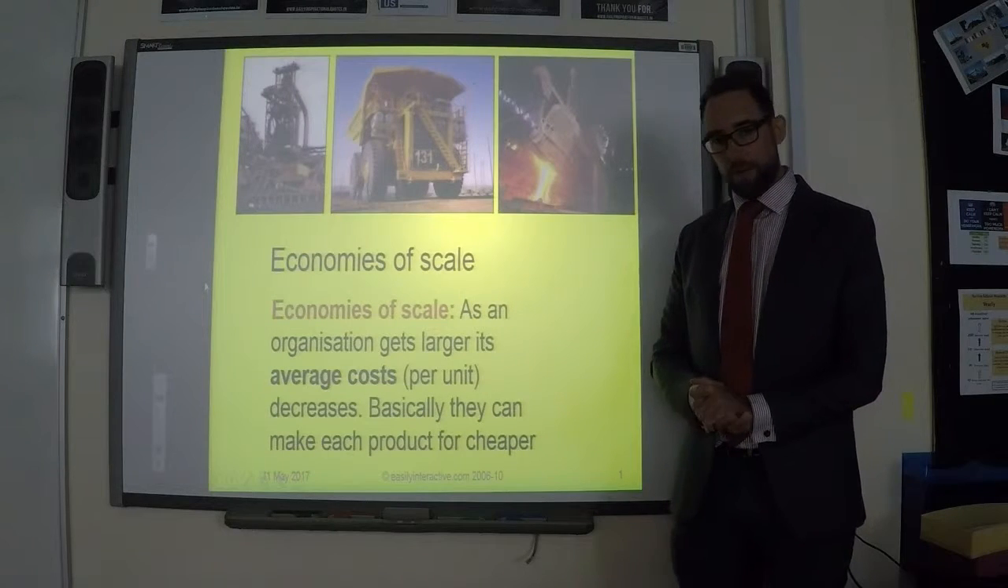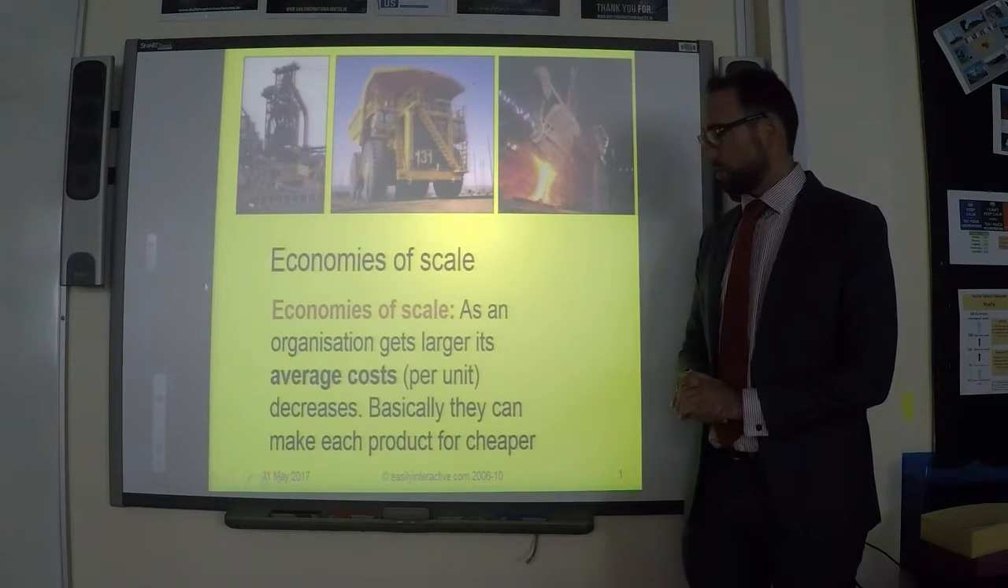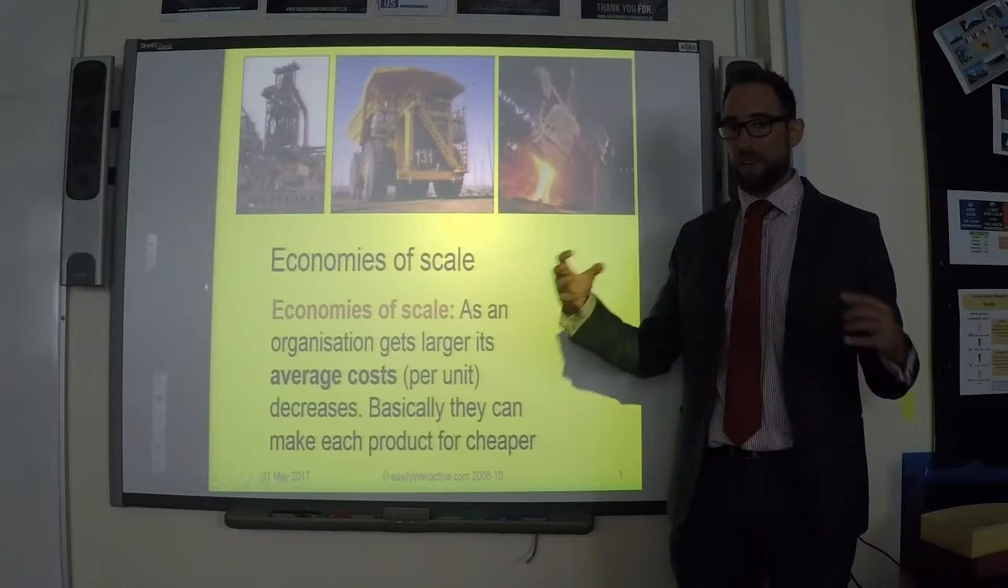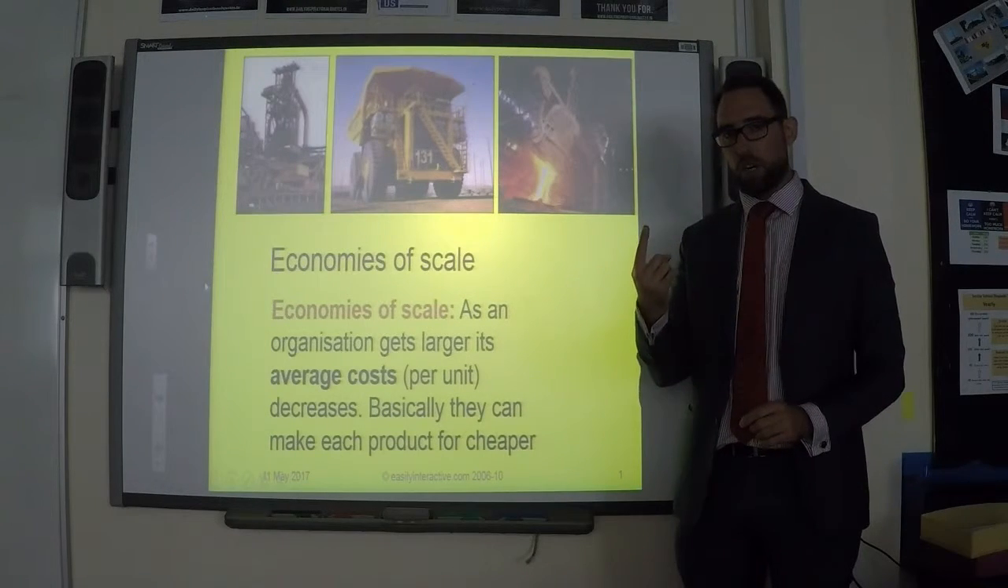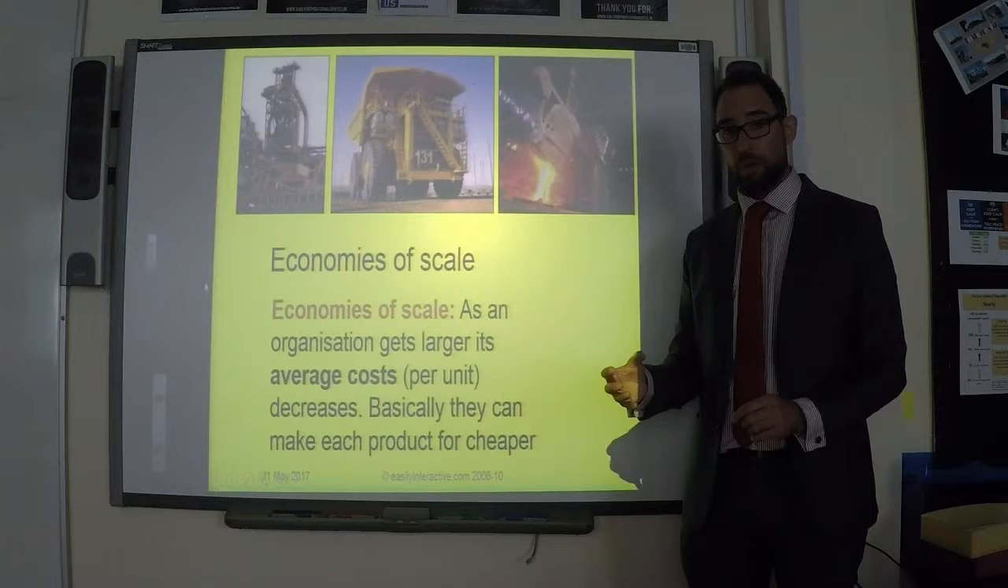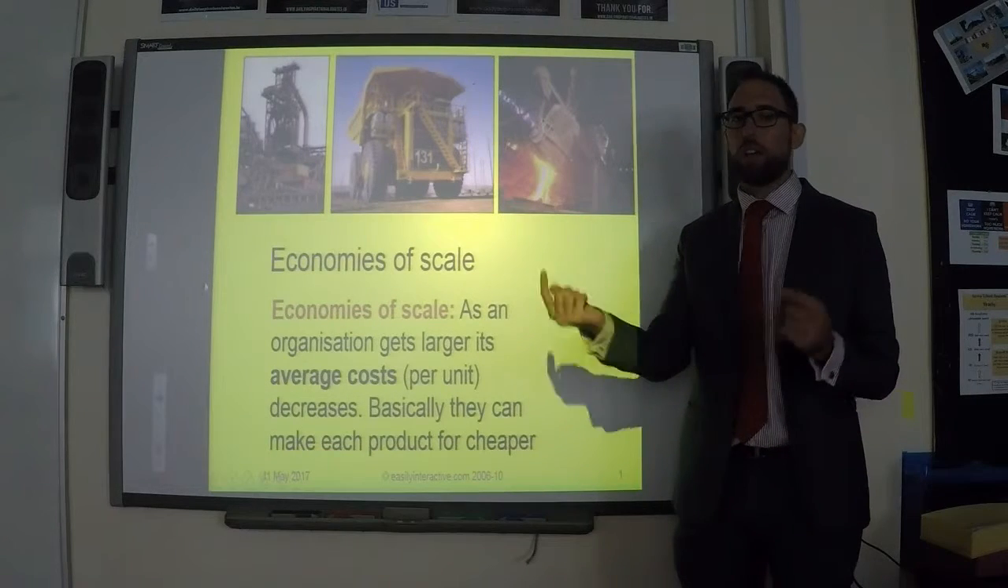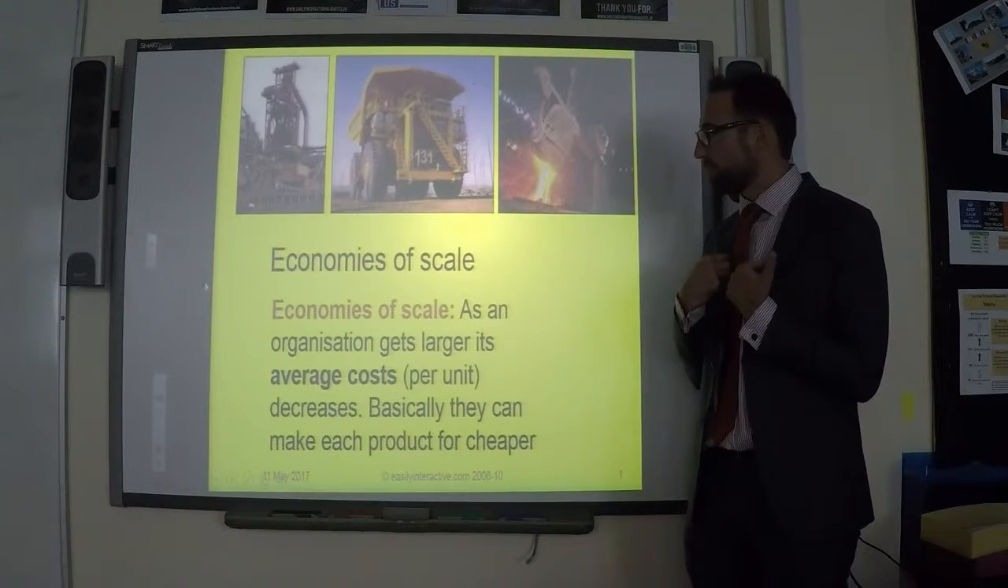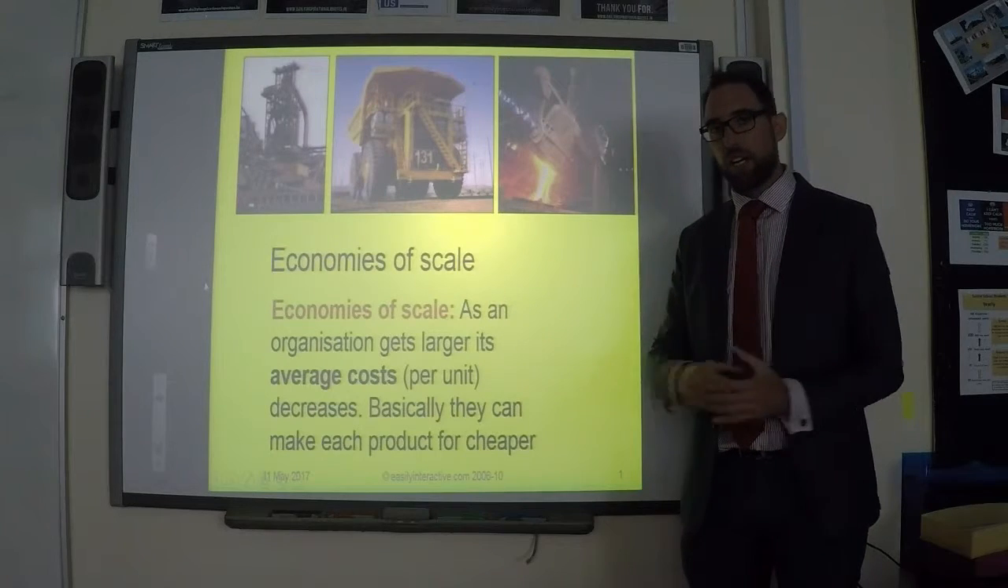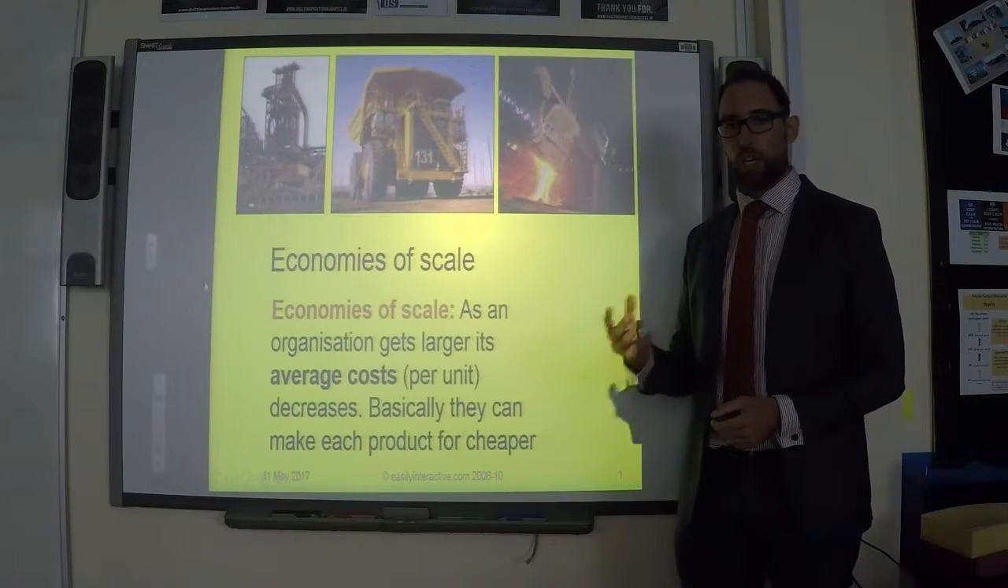So if you think about it, and I'll go over this in more detail for you, Coca-Cola, as they've got bigger, they can make one can of Coca-Cola for less, for cheaper. They could certainly make one can of Coca-Cola for less than I could make one can of Coca-Cola. Okay? So as organisations get larger, their average costs, or their average cost per unit, go down.